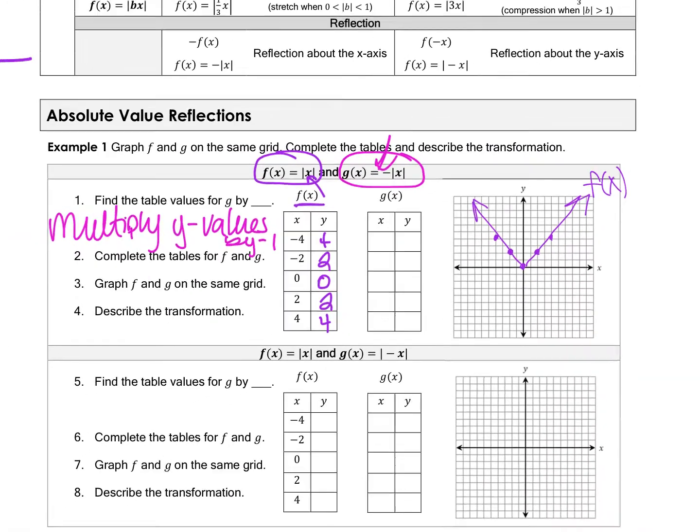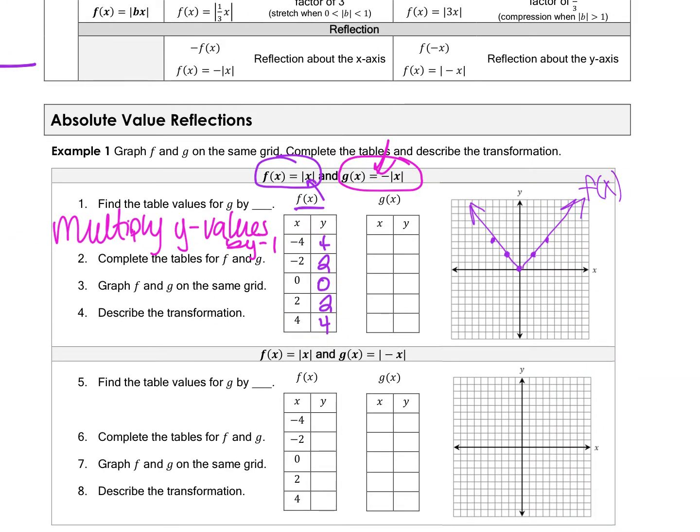Now, I told you to find the tables for g. If there's a negative on the outside, you're multiplying your original y values by -1. So I'm not going to change anything about my x's. I'm going to go ahead and just fill those in. But now I'm going to multiply my original y values by -1 because there's a negative in front.